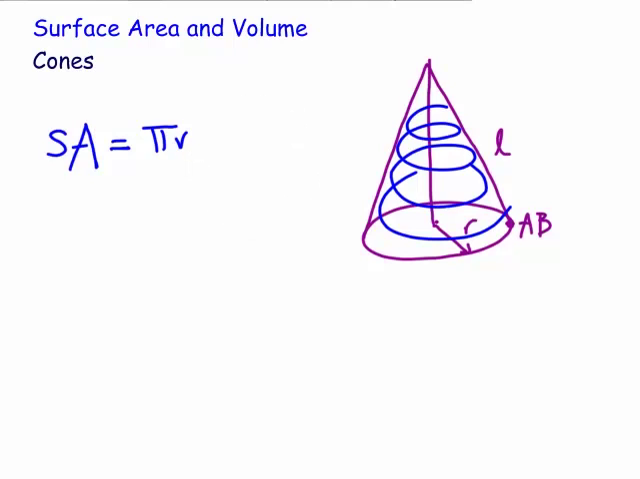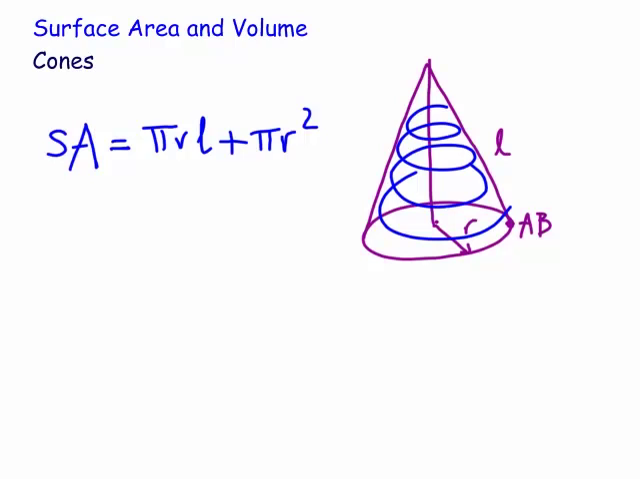Pi R L plus pi R squared. Okay, so this is the surface area formula. Now the volume of a cone, we'll do an example in a second. First up, these are, if you like, a pyramid of sorts.